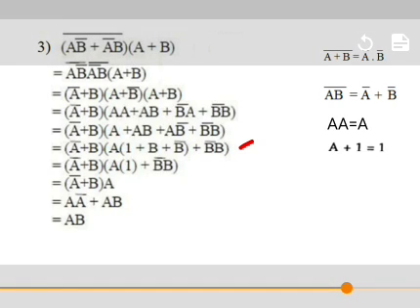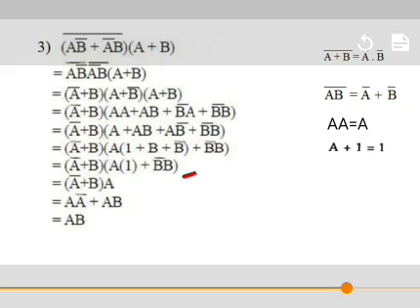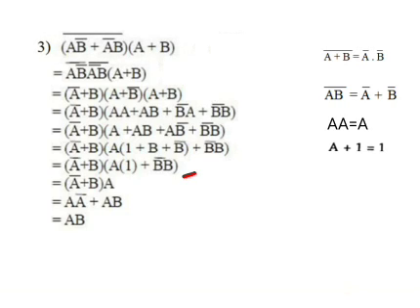Next, I am taking A common in these three terms. So, A into (1 plus B') plus B' into B. So, 1 plus B' is equal to 1, because you know A plus 1 equals 1. A into 1 equals A. B' into B equals 0. So, therefore, the equation is A.